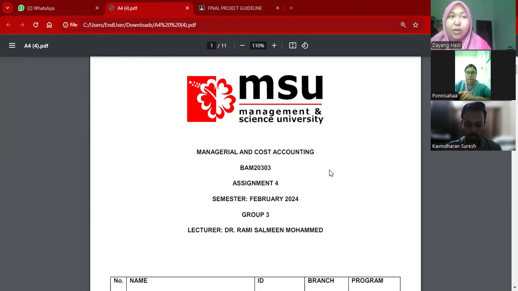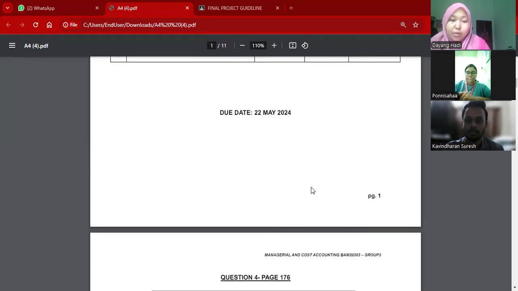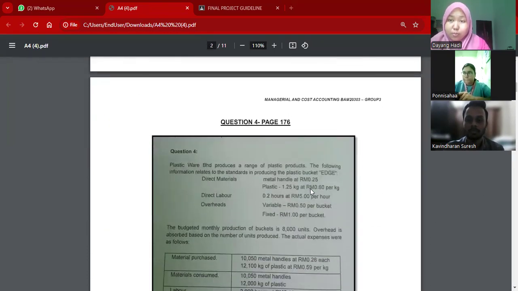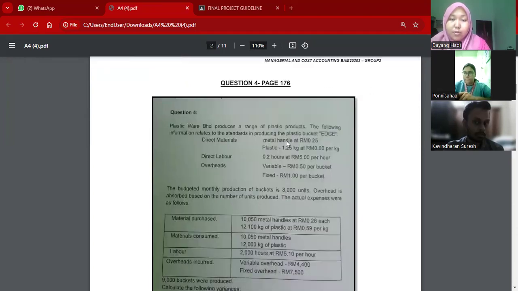Me, Dayang Insyirah binti Hadi, together with my friends Kavindharan and Ponnisaha, will give a presentation regarding our assignment 4. We have chosen question 4 in the book, which is on page 176.